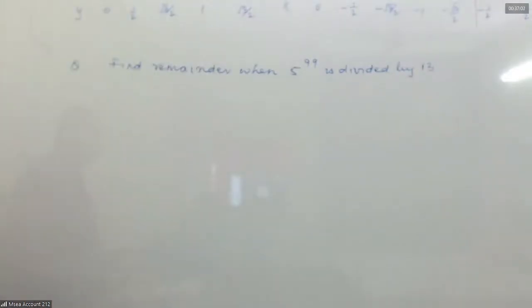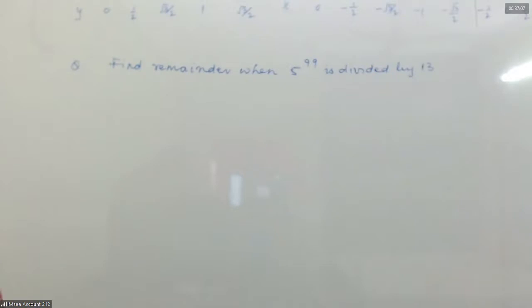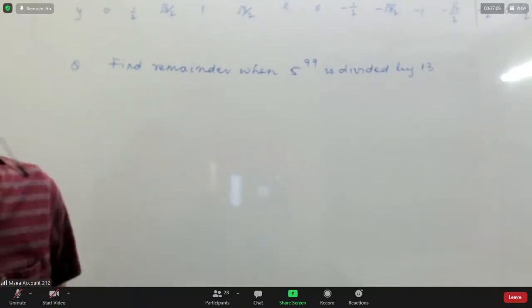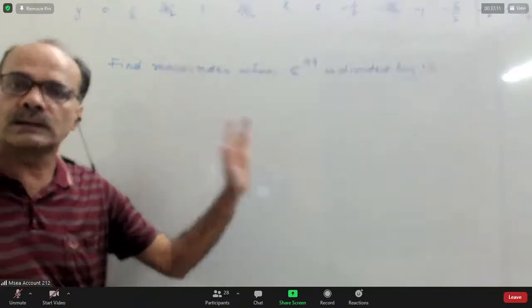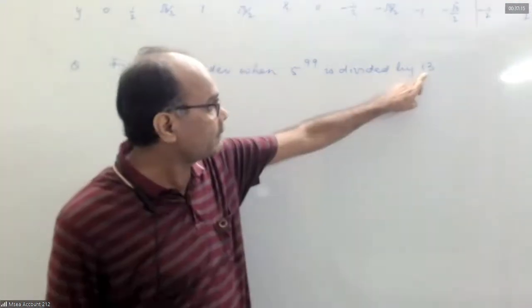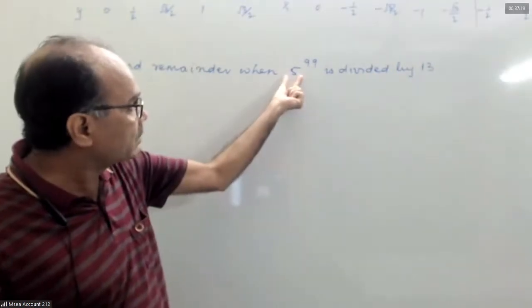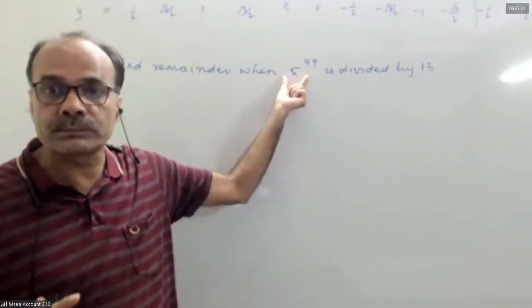Find remainder when 5 to the power 99 is divided by 13. I will do this one. The next one I will ask you to try. See, we are dividing by 13, so we have to write it as one term, a multiple of 13.